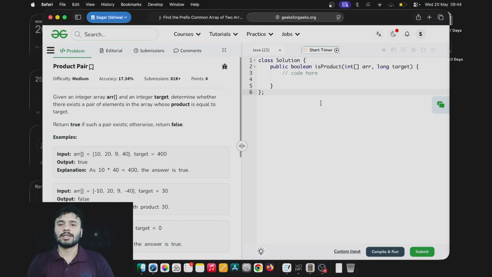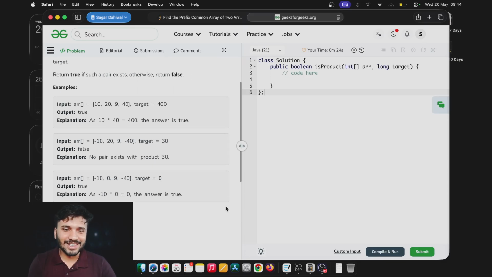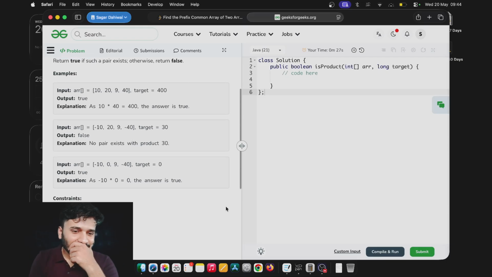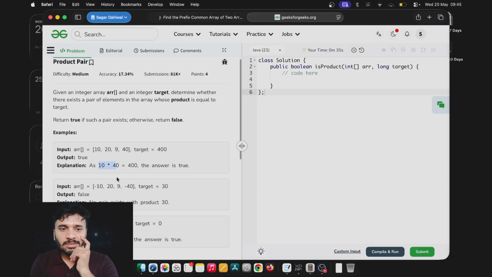Okay, now let's see. We can start the timer. Product pair. What does this mean? We are given a target, determine whether a pair exists, and if it exists, then return the target. What does this pair mean? Only two elements meaning pair, or there might be three. Okay, so let's see this. 10 into 40, it's 400. There are negative numbers also.